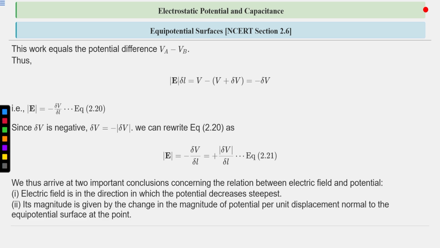And the second major conclusion is that its magnitude is given by the change in the magnitude of potential per unit displacement normal to the equipotential surface at the point. What is the magnitude of the electric field? It is the change in the magnitude of potential per unit displacement normal to the equipotential surface at the point. And what is the direction of the electric field? In the direction of decreasing potential. Okay, these are the two major conclusions. So thank you. I hope you understand the topic.